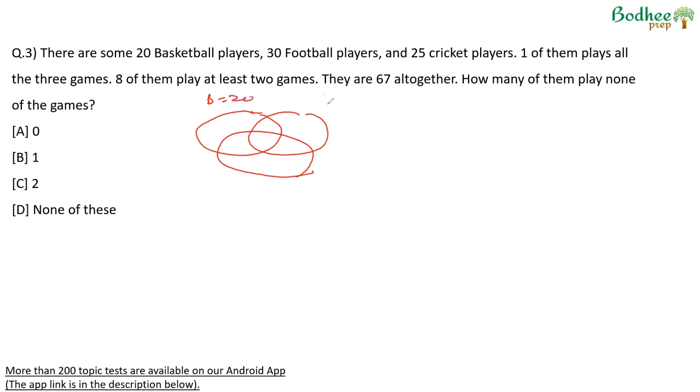Basketball is 20, football is 25, sorry, football is 30. Cricket is 25. One of them plays all the 3 games. 8 of them play at least 2. At least 2 games would mean 2 or 3 games.